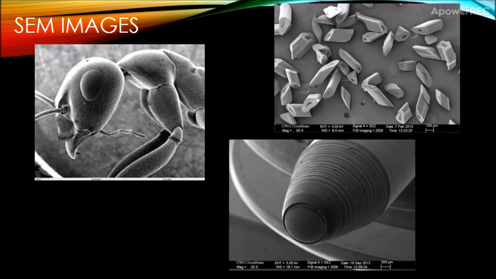Here are some really cool images taken by SEM. Going clockwise, first is the image of an ant. Next will be image of cut hair. And finally, we have the image of a ballpoint pen.